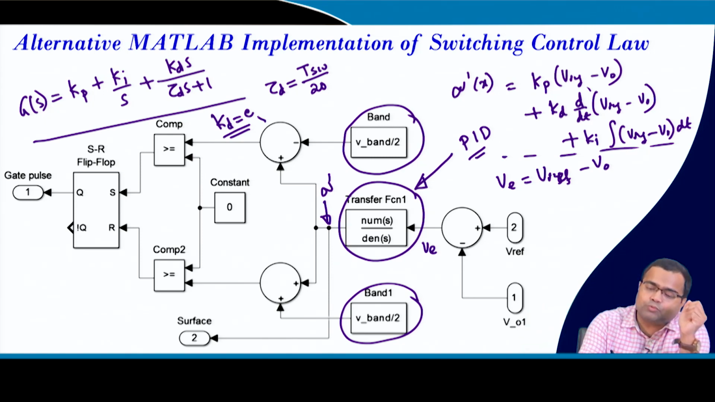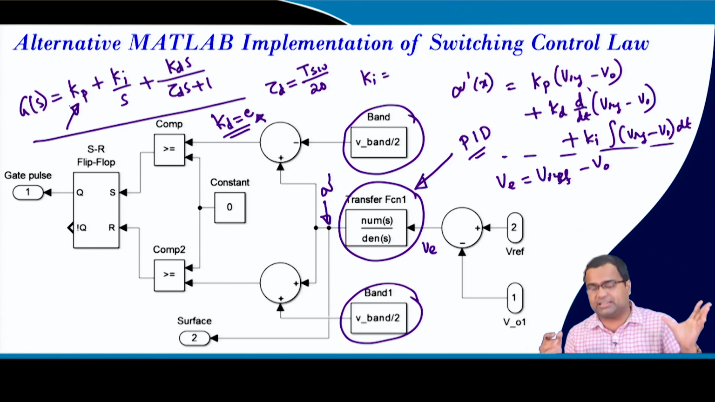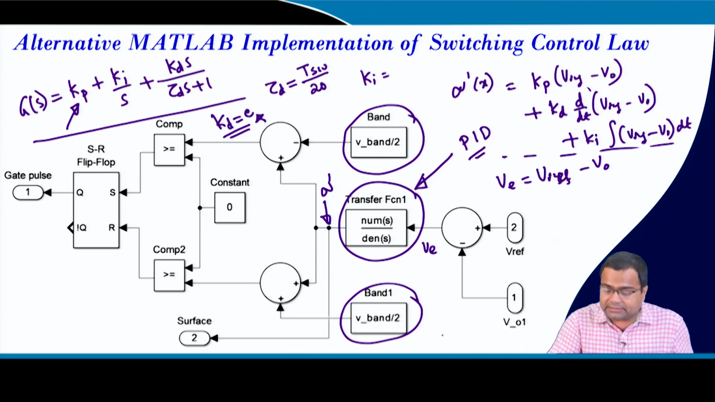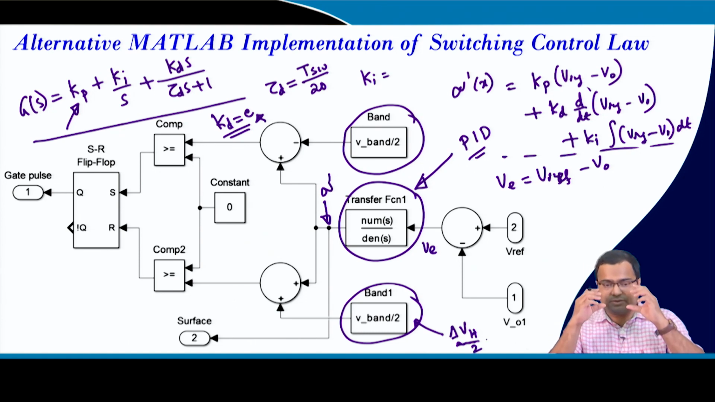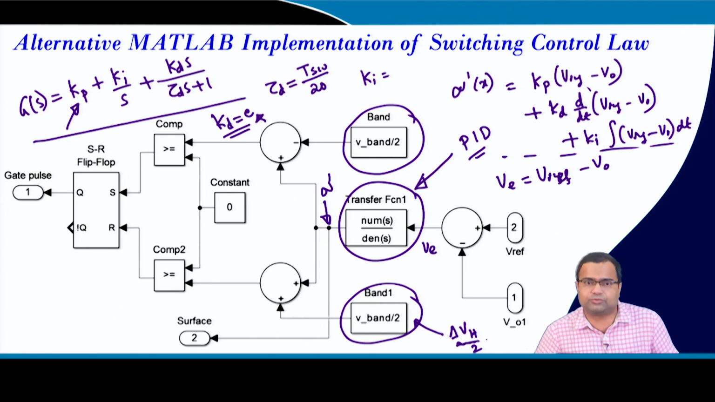And this is my output capacitance. Ki choice is somewhat flexible, but the Kp choice is the one which will decide the transient performance. And the selection of this delta V H, which is the hysteresis band, and this is by 2 here, that will decide our switching ripple, that means the steady state switching frequency.